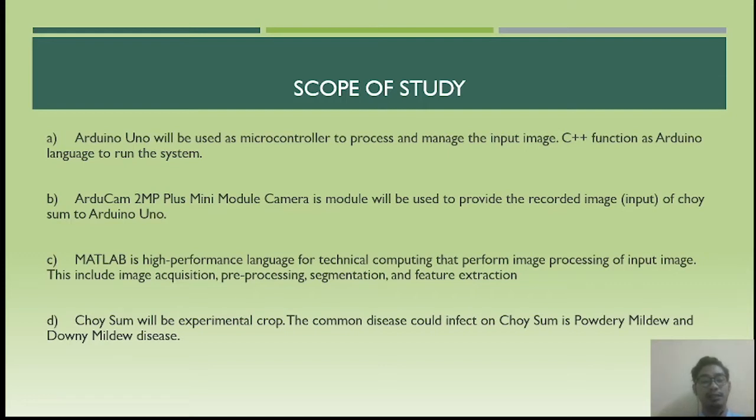And lastly, choice sum will be the experimental crop. So this crop will be exposed to powdery mildew disease and downy mildew disease.